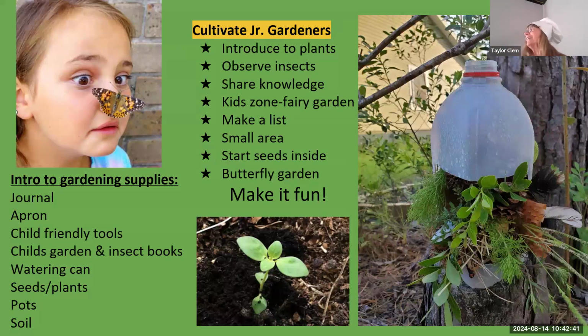And finally, cultivate junior gardeners, because you can make it a friendly area for them where you can actually have their own little zone in the garden. Get them their own little equipment to work with. And maybe have a little table and chairs where they can work. Tell them about the insects. Tell them about all the plants that you've learned about, or how the insects are our friends.